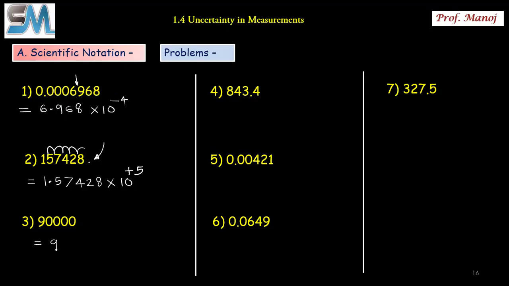Practicing this one more time. 9.12340 into 10 raised to... So where was the decimal point? At the end. We have shifted it how many places? 1, 2, 3 and 4. That is 4 places on the left hand side.